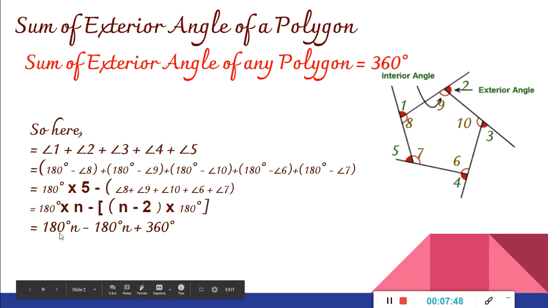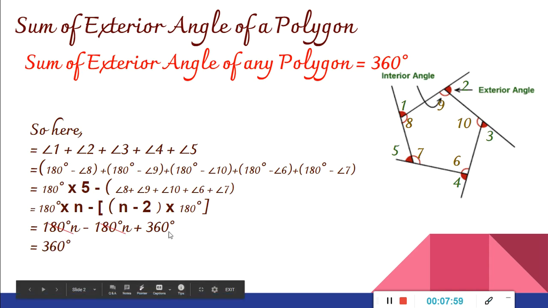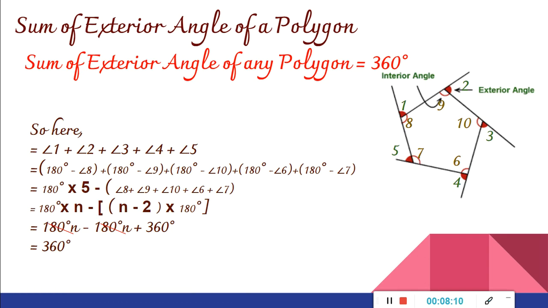1 minus 1 now. So same way, both are same, one is positive and one is negative. So both we can cancel there, isn't it? So here what is remaining? 360 is remaining. So what would be the answer? That is 360 degree. So this very clearly shows that not only for this pentagon, but for any polygon with n sides, the sum of the exterior angles will always equal to 360 degree.